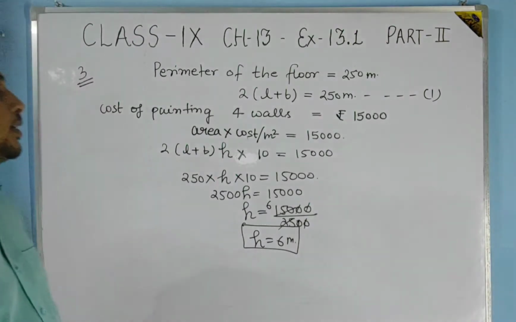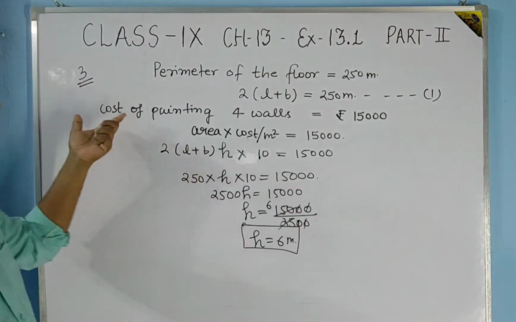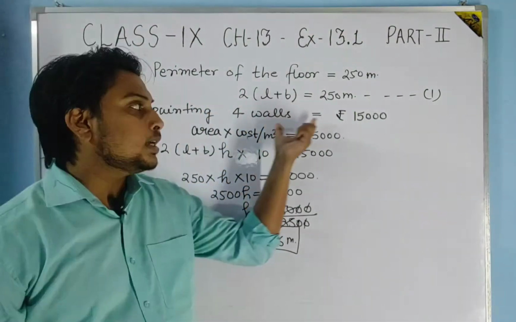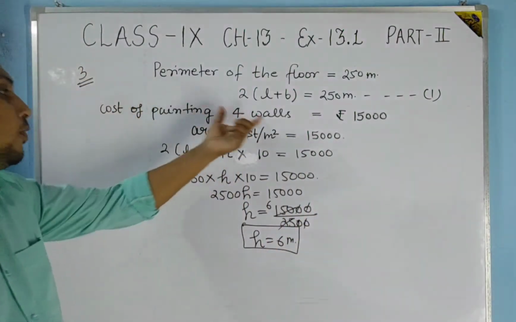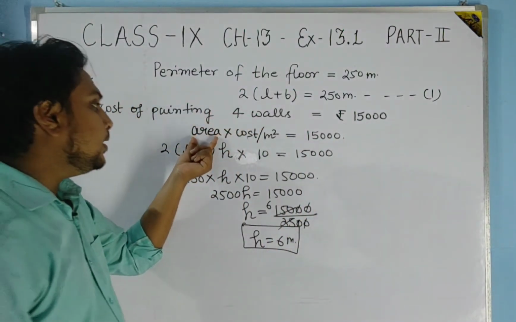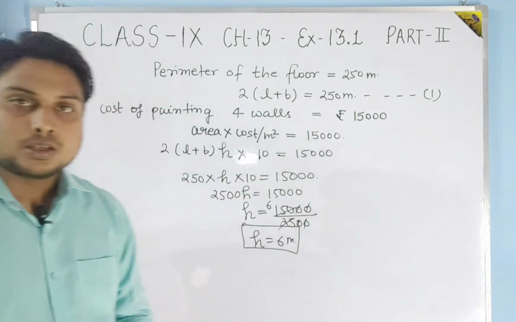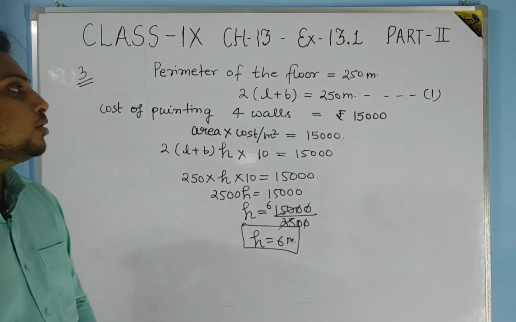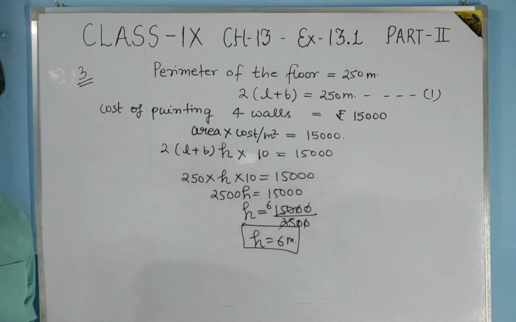Okay, what concept have we used? We have used the concept that the cost of painting 4 walls is equal to the total cost, and painting 4 walls means we have to multiply the area into the cost per meter square. Okay, so this is the solution of question number 3. You can pause the video and note it down.